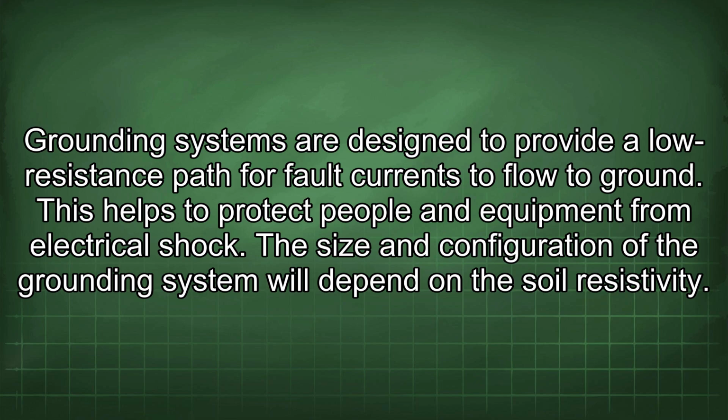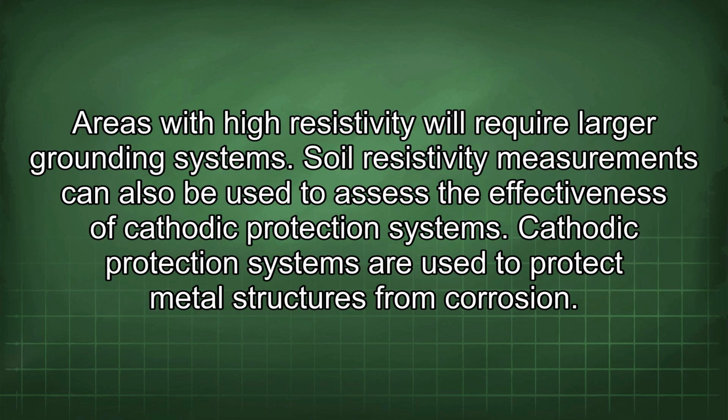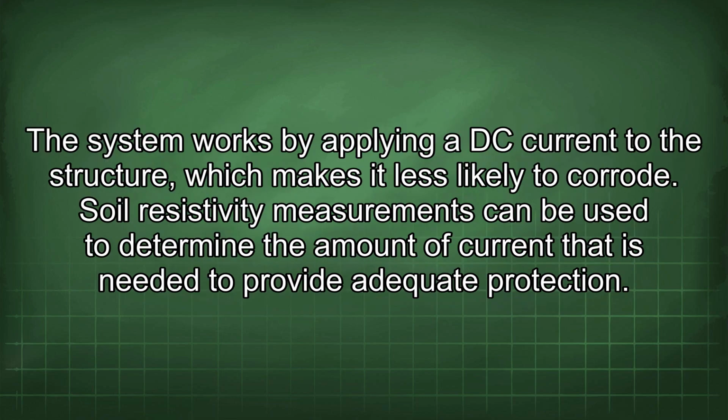The size and configuration of the grounding system will depend on the soil resistivity. Areas with high resistivity will require larger grounding systems. Soil resistivity measurements can also be used to assess the effectiveness of cathodic protection systems. Cathodic protection systems are used to protect metal structures from corrosion. The system works by applying a DC current to the structure, which makes it less likely to corrode. Soil resistivity measurements can be used to determine the amount of current that is needed to provide adequate protection.